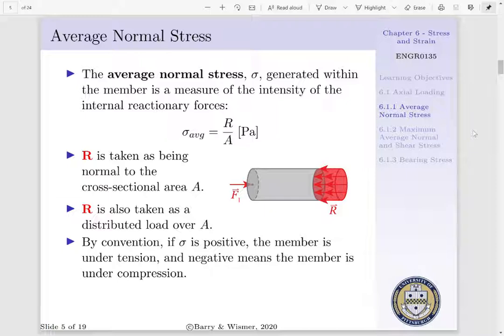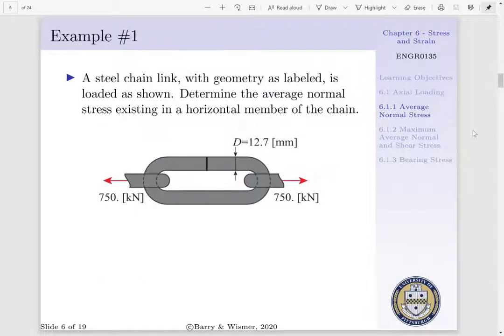By convention, if our stress is positive, we say our member is under tension, and if our stress is negative, we say our member is under compression. We'll just look at an example of this. Say we have a steel chain link with geometry as shown below. We want to determine the average normal stress existing in a horizontal member of the chain.